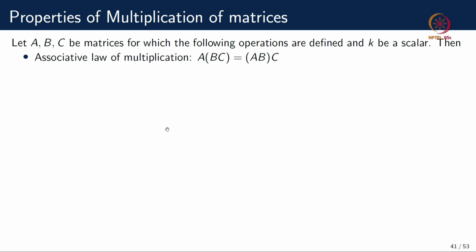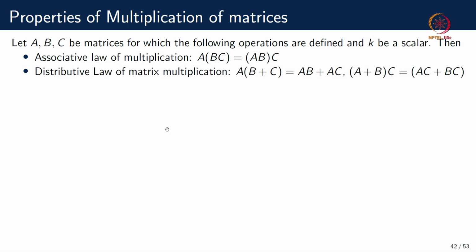Let A, B, C be matrices for which the following operations are defined and k be a scalar. Then the associative law of multiplication says that A into BC is equal to AB into C. The distributive law of matrix multiplication says that A into (B plus C) is equal to A into B plus A into C, and (A plus B) into C is equal to AC plus BC. That is, matrix multiplication distributes over matrix addition.